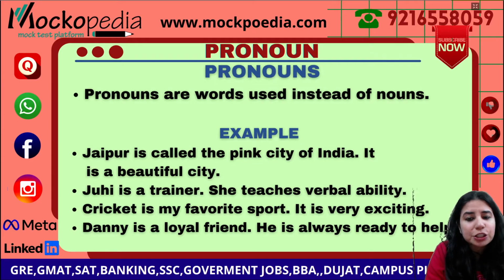Juhi is a trainer. She teaches verbal ability. So I am the one, and instead of Juhi, we are using "she". So "she" is a pronoun in this case. Cricket is my favorite sport. It is very exciting. So "it" is referring to cricket. Danny is a loyal friend. He is always ready to help. So "he" is referring to Danny.